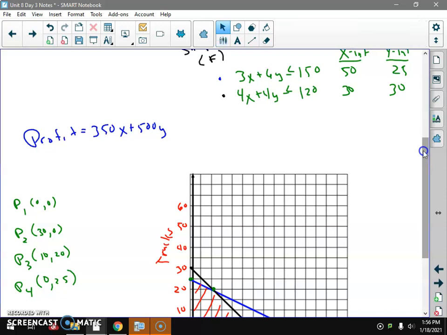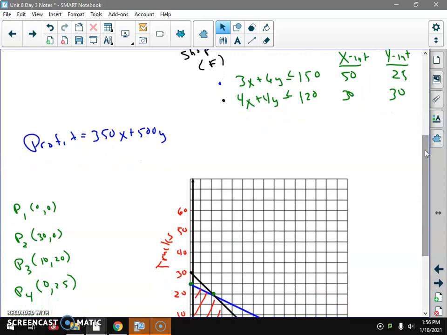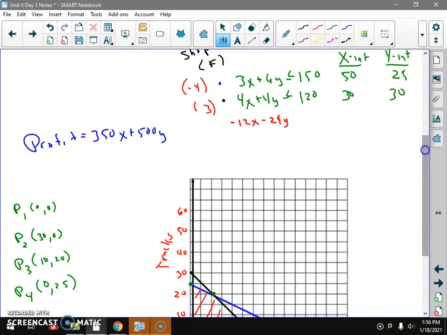Let's go back to solving that system of equations to find that point 3. I'm going to take these two, set them up. I'm going to multiply blue times -4 and black times 3 to get the x's to drop out. -12x minus 24y equals -600. Equation 2, 12x plus 12y equals 360. X's are gone. -12y equals -240. Y would equal 20.